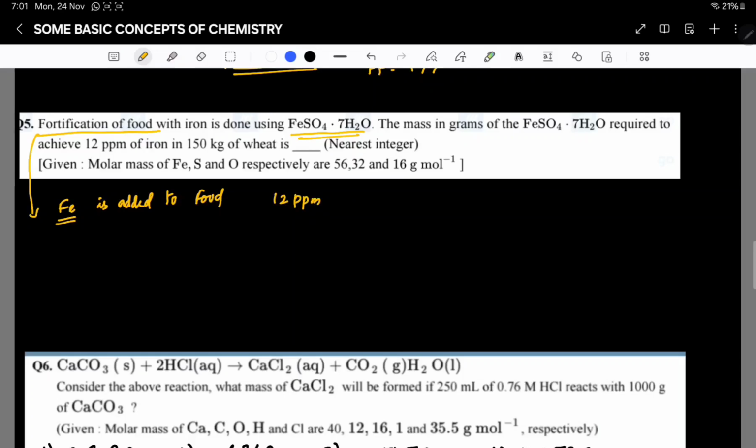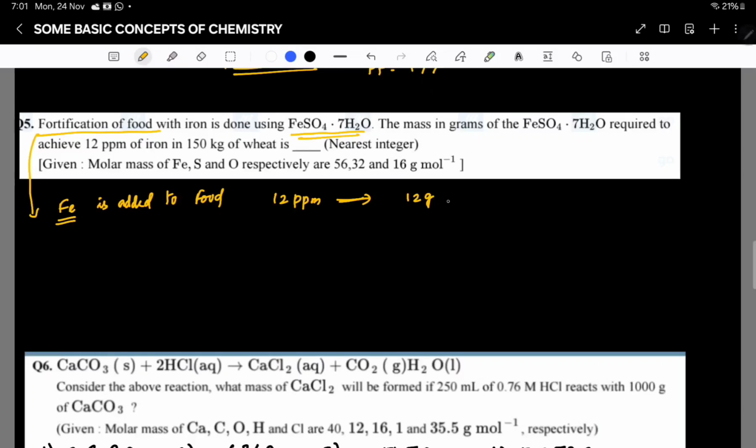12 ppm means, student, in terms of grams, 12 grams. Or you can use the direct formula: parts per million is equal to weight of solute divided by weight of solution, which is nothing but weight of solvent, multiplied by 10 to the power of 6. Or you can go through it directly, simply, student.